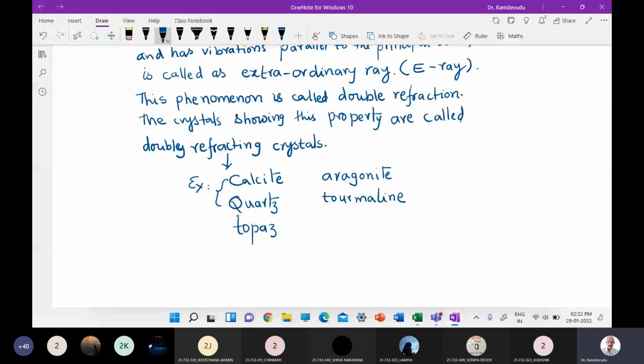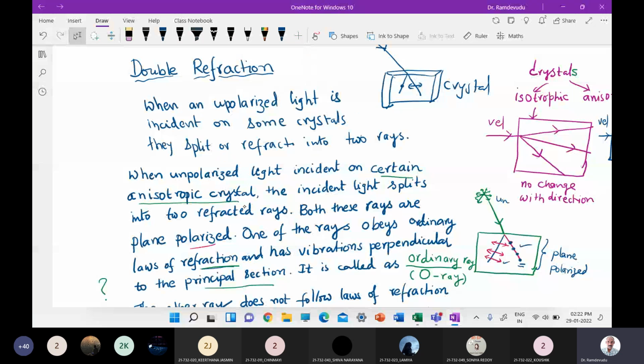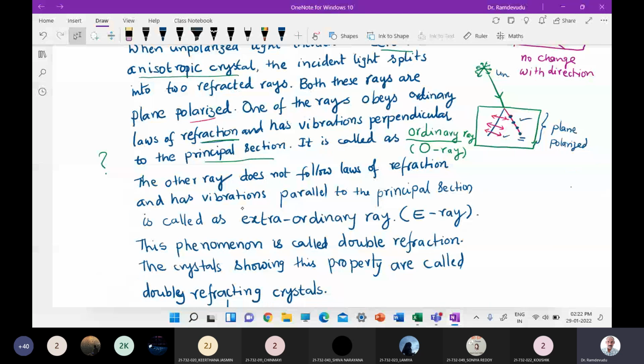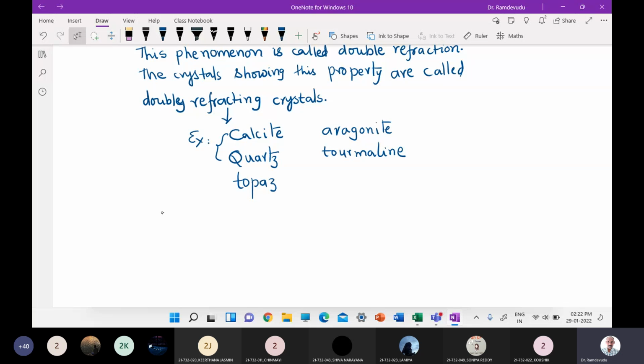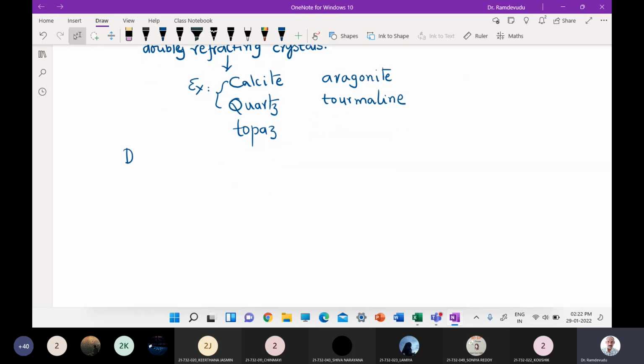So therefore, double refraction is simply the spreading of incident unpolarized light into two plane polarized lights. And these two plane polarized lights will have vibrations parallel to the principal section or perpendicular to the principal section. The ray that obeys ordinary laws is called O ray. The ray that does not obey is called extraordinary ray, E ray. And we have some differences between O ray and E ray. I will write some differences, and then we'll solve some problems.